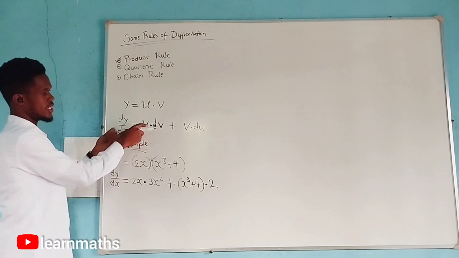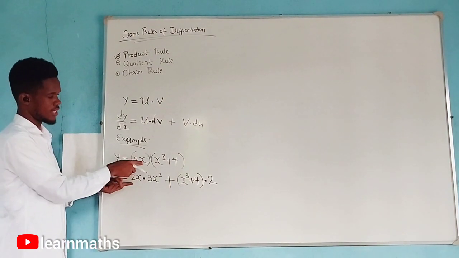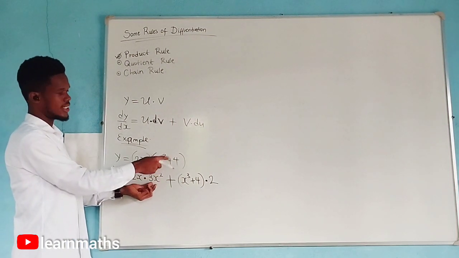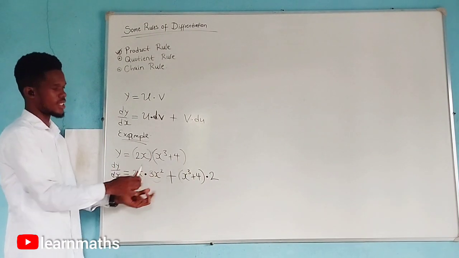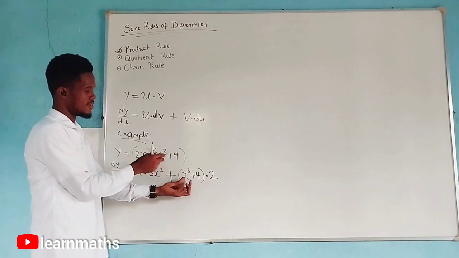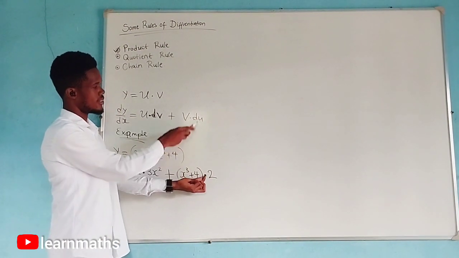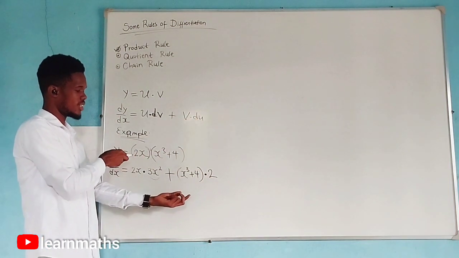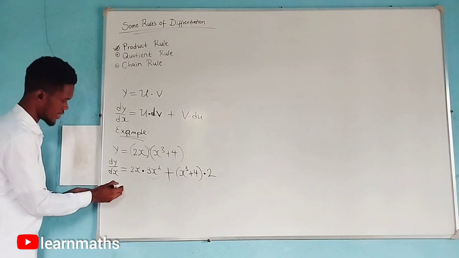So when we see u dv, u is 2x, right? So our u now is 2x, multiplying dv, the differential of v, and the differential of v was 3x squared, right? Plus v du, that is v, we don't differentiate v this time around, v times du, the differential of u. We differentiated u and we got 2. So let's put everything together and see what we're going to get.